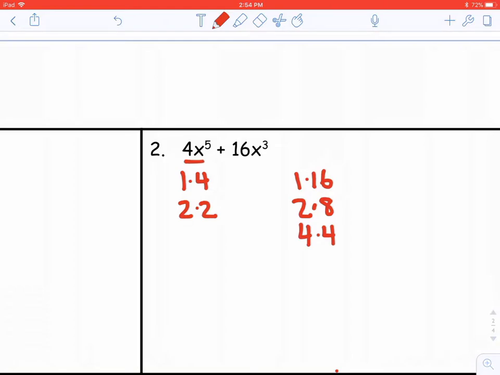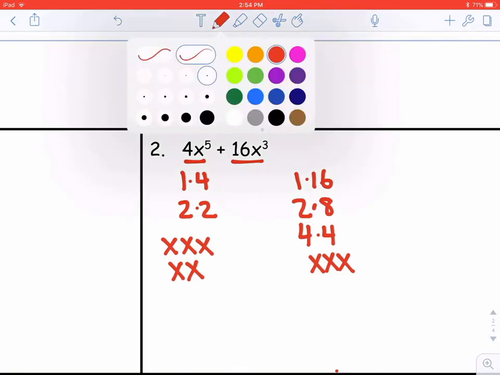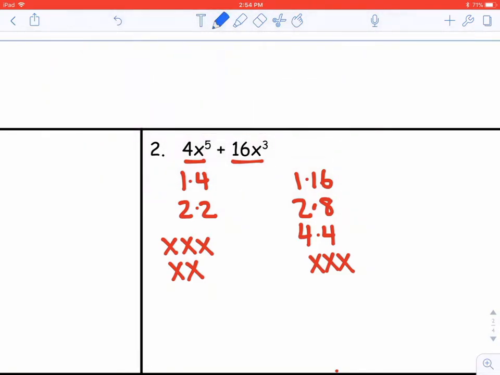And then 4x to the 5th contains 5 x's. And 16x cubed contains 3 x's. So you want to see what is the largest factor they have in common. And this time they do have x in both terms, so we'll be able to take that out. So if you look at all the numbers listed, 4 is the largest number they have in common. And then 16x cubed had 3 x's, and so does 4x to the 5th. So we could take out the 3 x's.